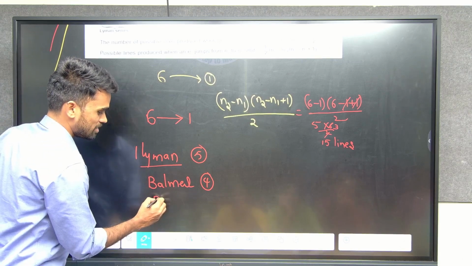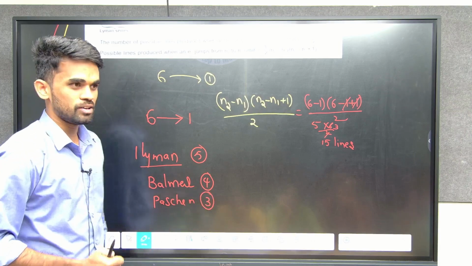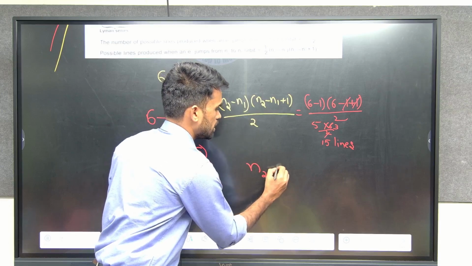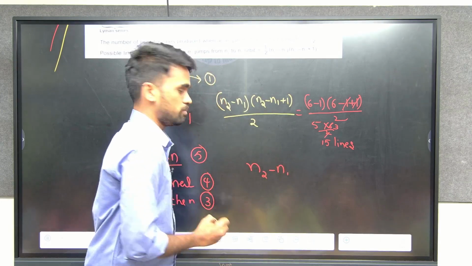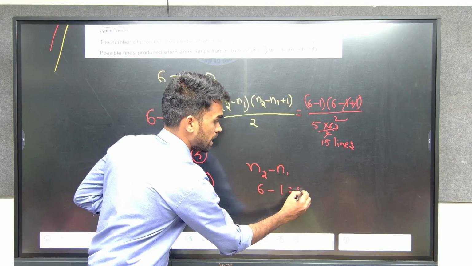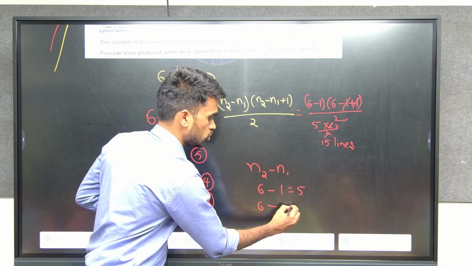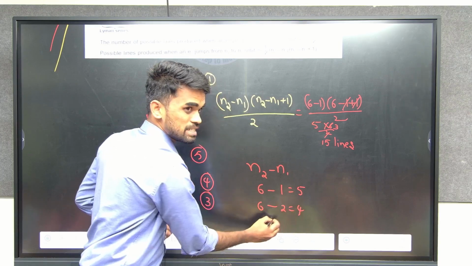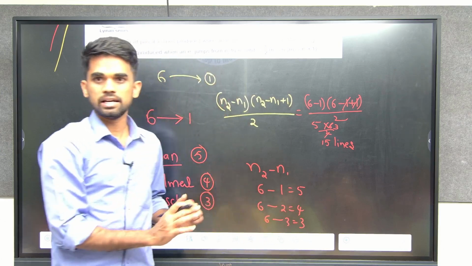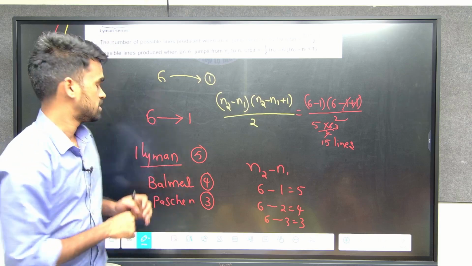Next, Paschen, 3. Now tell me the formula. You have got something into your N2 minus N1. It means if I say Lyman series, you did it as 6 minus 1, 5 lines you told. Second thing, 6 minus 2, you told it as 4. Paschen means 6 minus 3, you got 3. Like that you calculated. So total sum if you do, you will get the 15. Is this clear, everyone? Yes.